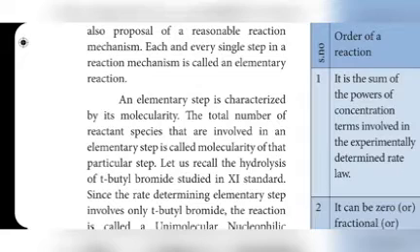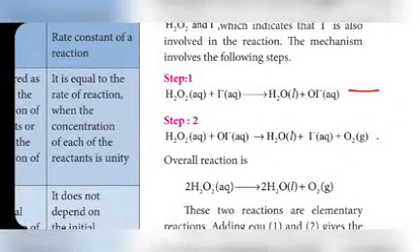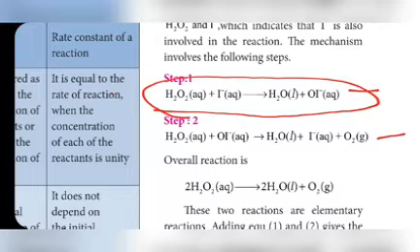A definition may be asked: what does molecularity mean? You have to write: total number of reactant species that are involved in an elementary step is called molecularity. See the example, see this reaction. I already told you this is one elementary step and this is another elementary step. Molecularity means the total number of reactant species involved in each elementary step.